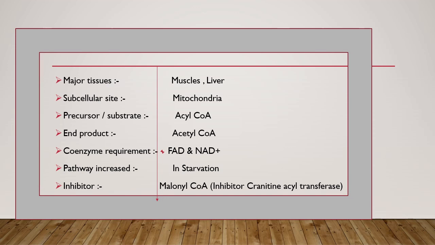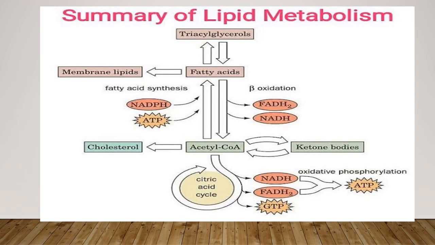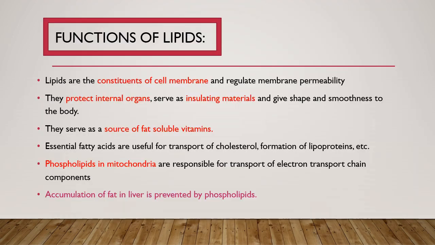The pathway increases in starvation, and the inhibitor is malonyl-CoA, which inhibits carnitine acyltransferase. The slide represents the summary of lipid metabolism. We can see how lipid is metabolized through a chart.